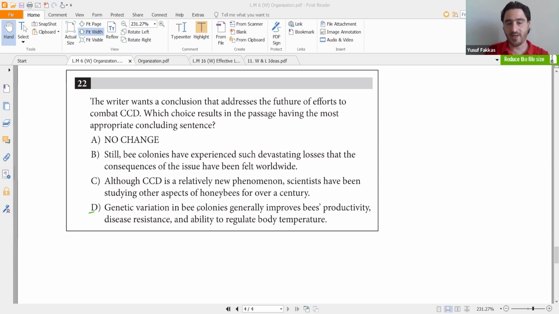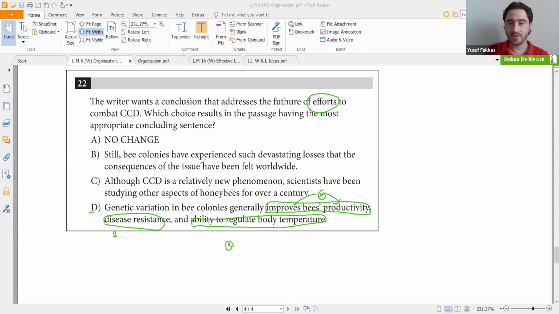Genetic variation in bee colonies generally improves bees' productivity. So this is something positive. We are improving their productivity. Disease resistance, another positive thing, and ability to regulate body temperature. So these things are all good to the health of honeybees, right? But are there any kind of efforts we're doing here?